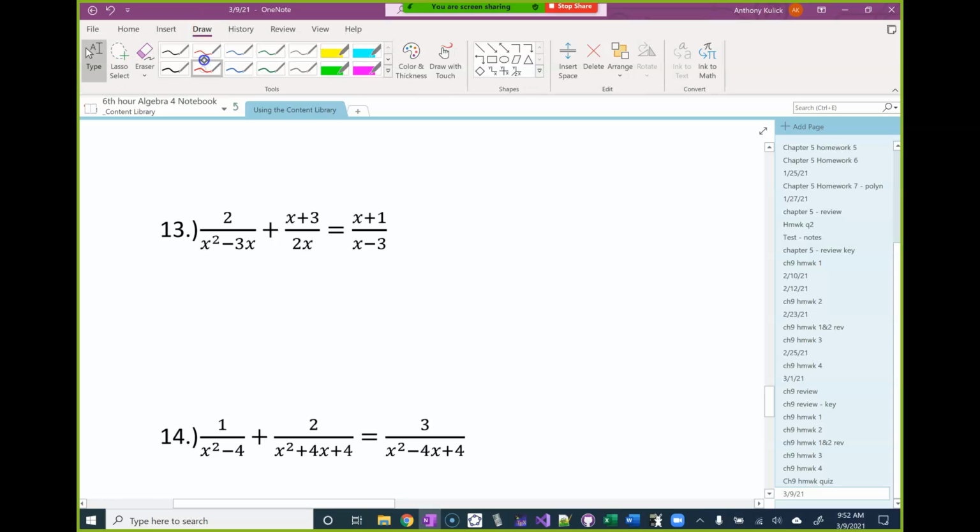Okay. So if I'm going to do clearing fractions, the first thing I'd want to do is factor my denominators. Because what I'm going to search for is the least common denominator. So if I look, I see three distinct prime factors. I see 2. I see x's. And I see x minus 3's.